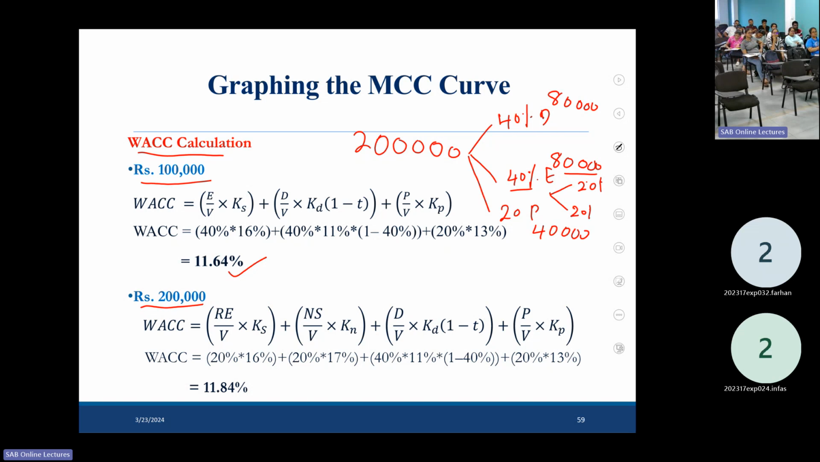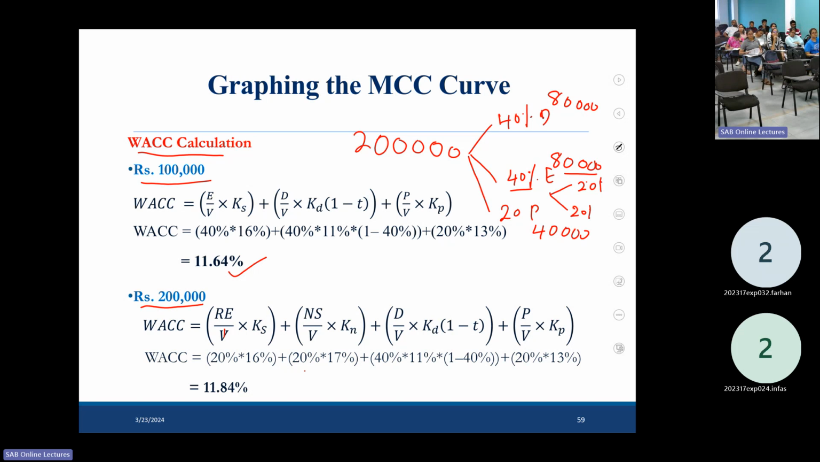So this is your weighted average cost of capital. This is how your 200,000 total capital has been financed. If you look here, the weight on retained earnings (RE) is 20%, multiplied by the cost of retained earnings, plus the weight on new stock issue, 20%, multiplied by the cost of new stock issue, which is given in the question as 17%.